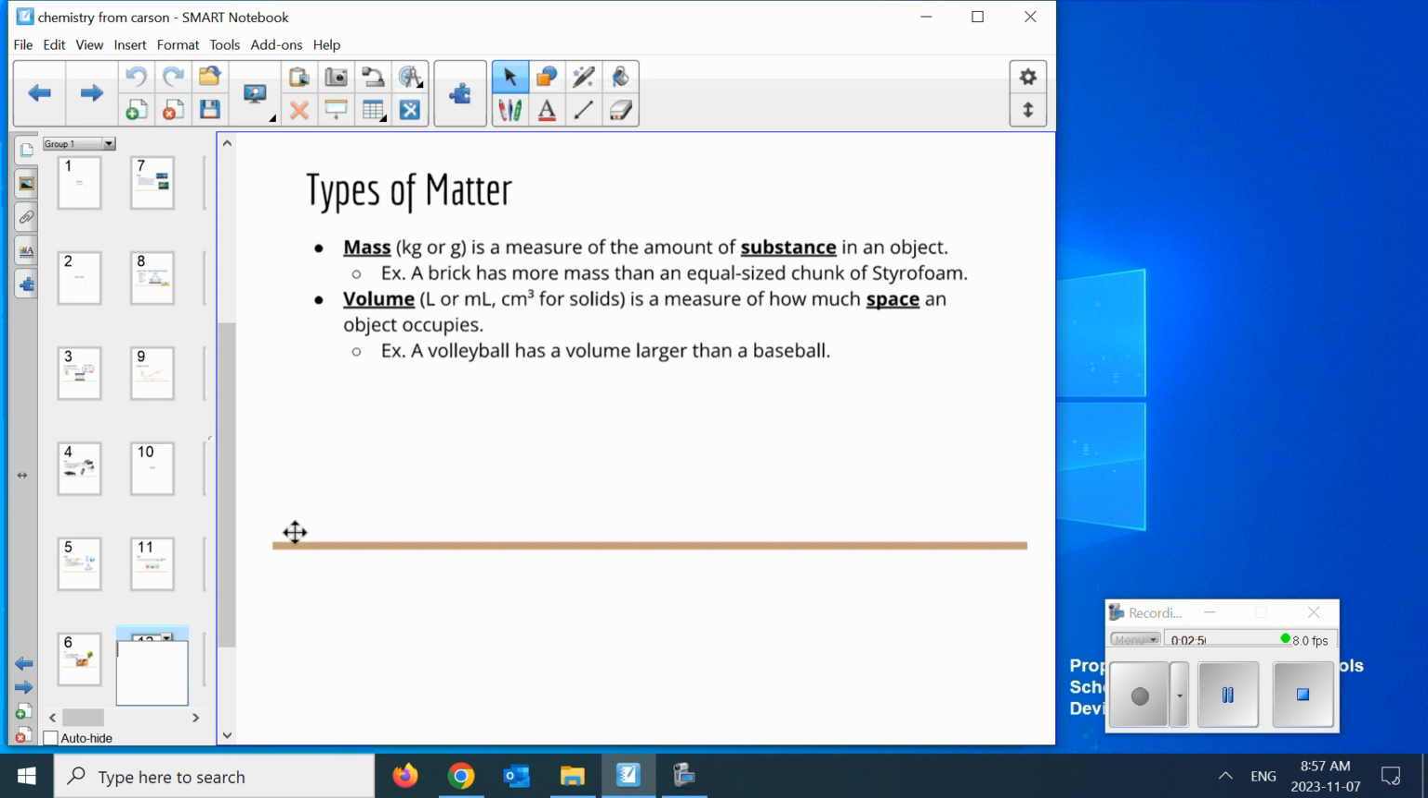A basketball has more volume than a baseball. It takes up more space. I think we all intuitively know that, right? I take up more space than a baby. I have more volume. Okay.